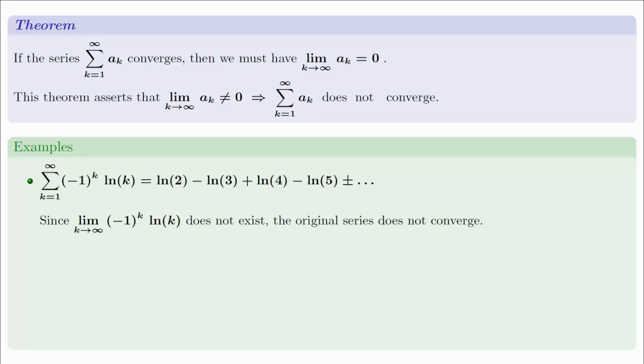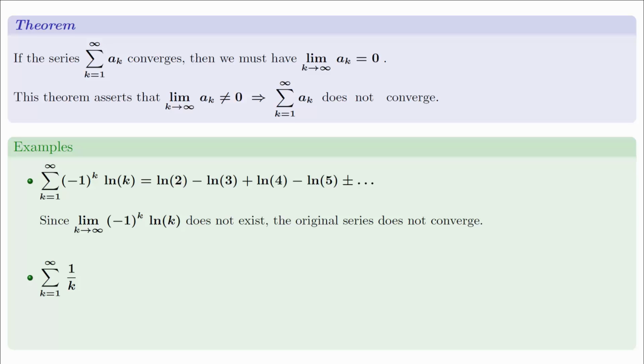Since the limit as k tends to infinity of (-1)^k log k does not exist, because the values of this sequence oscillate between ever larger positive and negative numbers, we know the original series cannot converge.